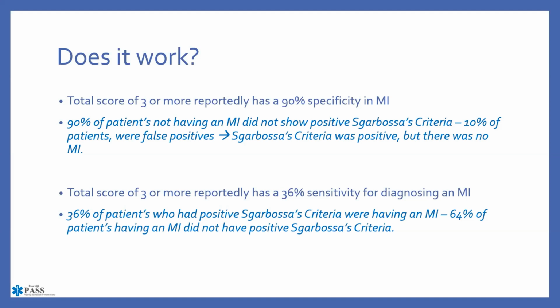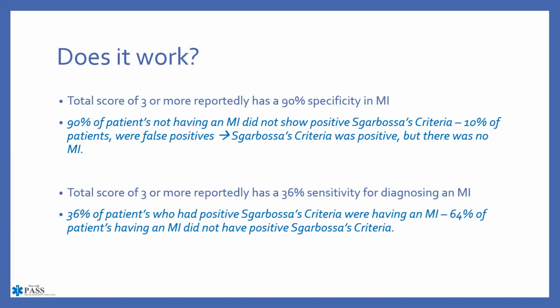And sensitivity and specificity, it always gets really confusing. But basically, if we did 10 EKGs, we would find 9 out of 10 people did not have Sgarbossa criteria if they're not having an MI. So that's good. 10% of the patients would be false positive. So we may have Sgarbossa criteria when in fact they're not infarcting, and that would be a positive finding and a false positive.